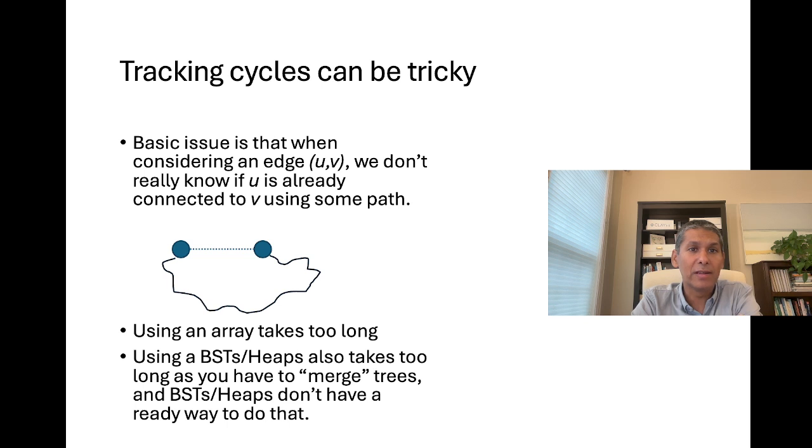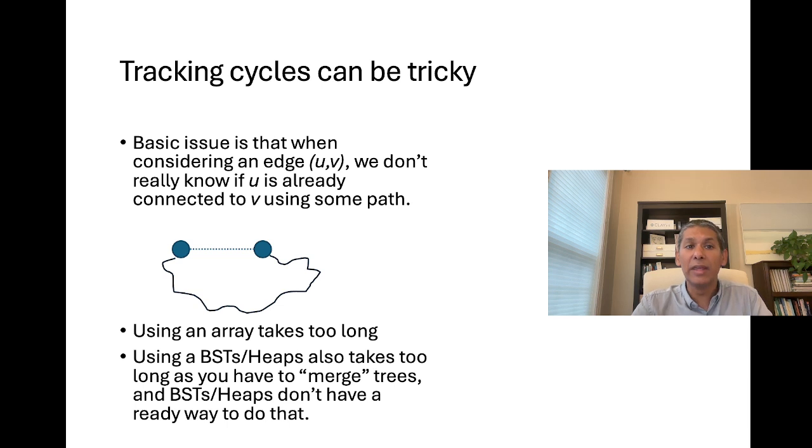One of the basic issues is that when you're considering an edge UV, it's possible that you say, hey, I've never even seen this vertex U before. Maybe you put a little mark on it, 0 or 1, and this vertex U has a 0 mark. That means I've never even seen the vertex U, so of course I can add that edge UV without any problem. But maybe both U and V are marked. That means you have seen them, but maybe they're not connected yet. So you should take this edge, but how would you know whether they're connected or not?